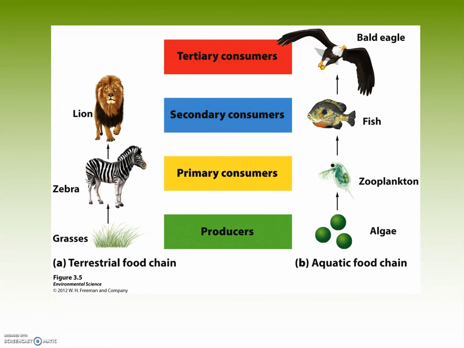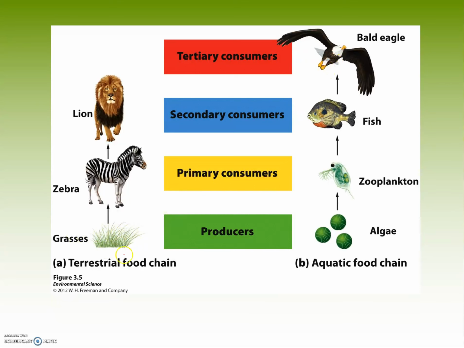And so here's a good example of a couple of different food chains. Okay, looking at this aquatic food chain here, we have algae, which is going to photosynthesize. That's going to be our autotroph. And then we have this little tiny zooplankton, which is eating the algae. Working our way up, we have the fish that's going to eat the zooplankton. That's going to be our secondary consumer. And then the bald eagle is going to eat the fish, which makes it a tertiary consumer. So primary, secondary, and tertiary.